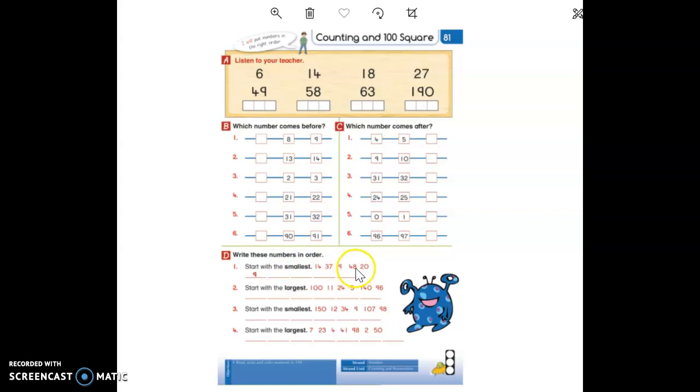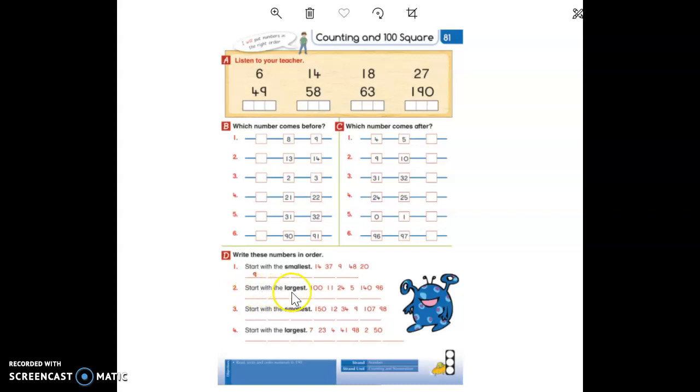What number is the next smallest? So we have 20, 48 and 37 left. Correct, 20 is the next smallest, so we'll write that here. And then which one is the next smallest? 37 or 48? Correct, 37. So we'll write 37 on this line and 48 on this line.